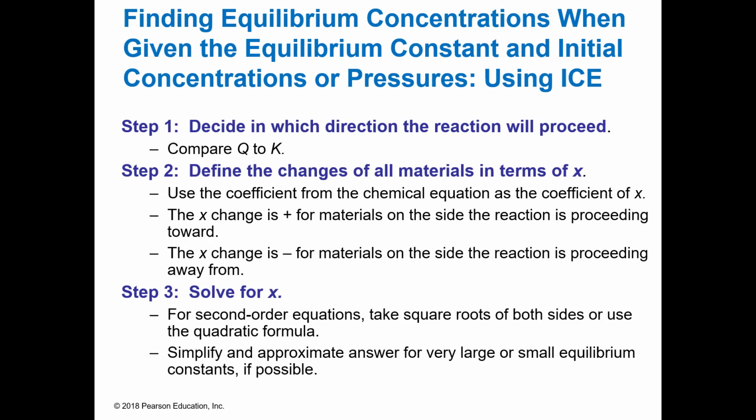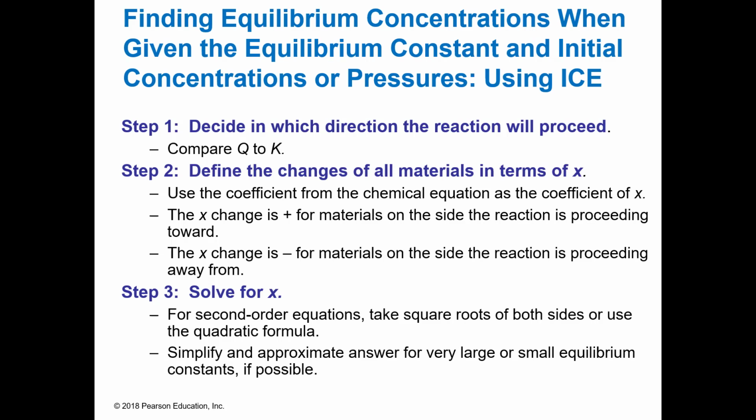So finding equilibrium when you're given initial concentrations only, you're going to use the ICE table. First step is you decide which direction you're going in. You can either use the Q and K, or you can look at it and see what you think. Q is the way to be sure. Then define the change, or sometimes the problem will tell you. Define the changes of all the materials in terms of X.